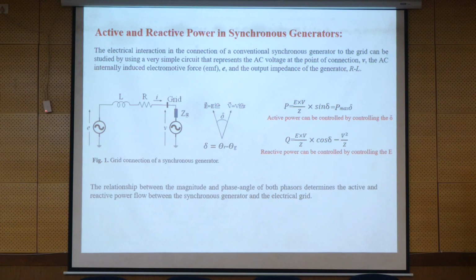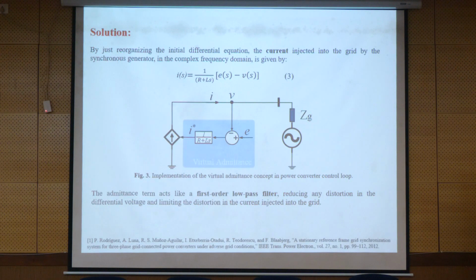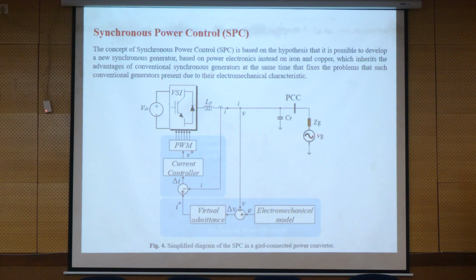So this is the model of the machine that we had. We have the generation, consumption, and grid, and we have active power and reactive power injected into the grid. And then the angle delta is the angle between these two voltages. We also discussed that if we are going to emulate the behavior of the synchronous generator in the control loop, we need to model the electromechanical model of the synchronous generator in the control loop of the converter.